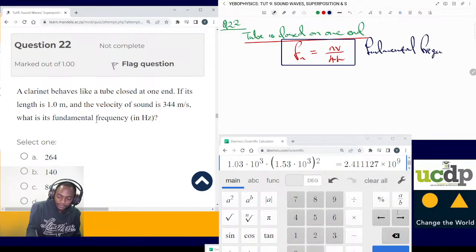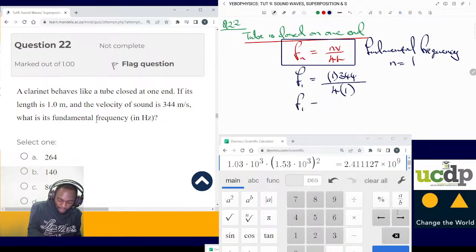So for the fundamental frequency, this is the fundamental mode, so n is equal to 1. Okay, that's the fundamental mode. So this will be f1, substitute 1, and the speed is 344 over 4 times the length, which is 1 meter again. So basically f1 is equal to 344 over 4.